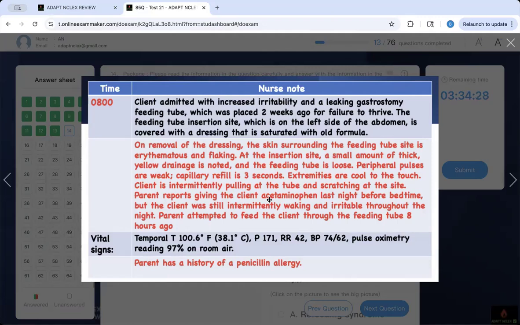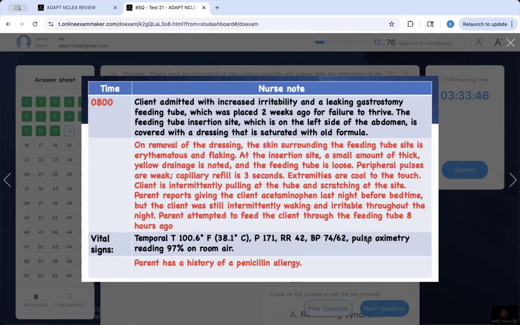Parent reports giving the client acetaminophen last night before bedtime. They suspect pain at the site, right? But the client was still intermittently waking and irritable throughout the night. Parent attempted to feed the client through the feeding tube 8 hours ago. Temperature slightly elevated. Pulse 171. Respiratory rate 42. Blood pressure is low.